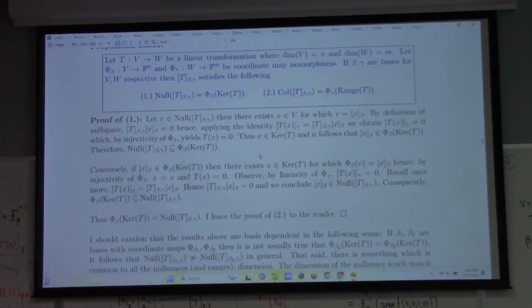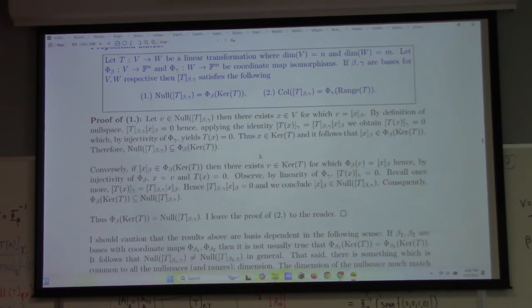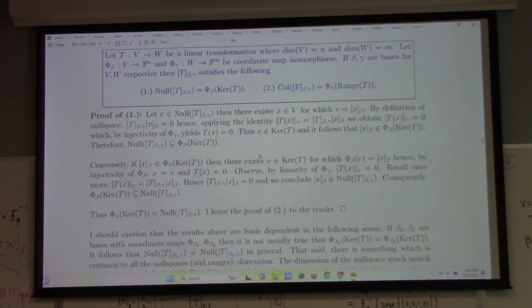So here is the proof of my assertions here. I've written them in a slightly different way. See the difference? In this proof, I basically took the thing I wrote on the board and took phi beta of both sides of it and phi gamma of both sides, and that's what I have up there. So it's an equivalent theorem.